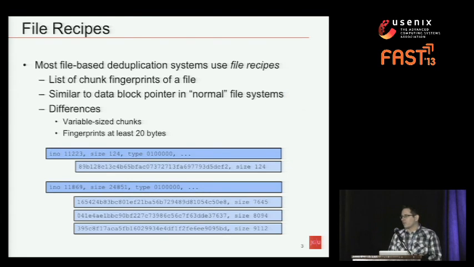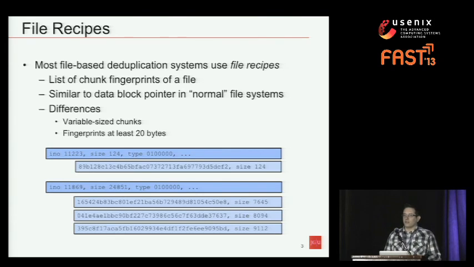Most file-based data deduplication systems have file recipes. The file recipes are the data structure that map from the logical view of the file system of files to the physical view of fingerprints, chunks, and containers. They are, for example, used during restore to recover the latest file content of a file. They are similar to data block pointers in normal file systems, but there are important differences.